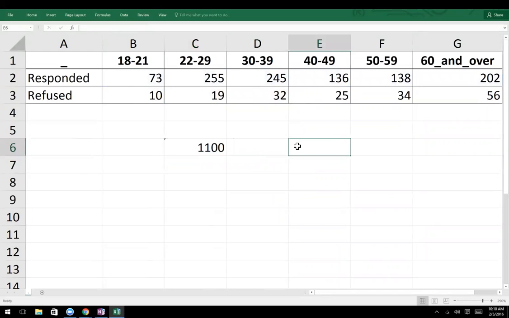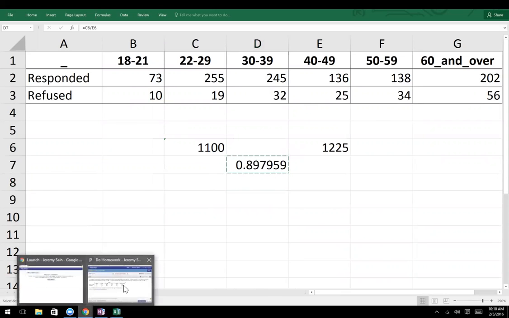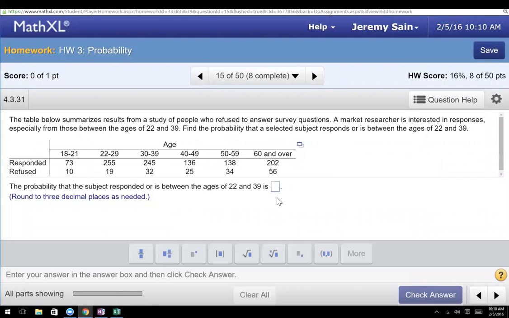And then we need to divide that by the total. So the total, sum again of all of them. All right. So the ones we want over the total is 0.8979, whatever. So it's pretty straightforward, isn't it? You like that, Taylor? I do.